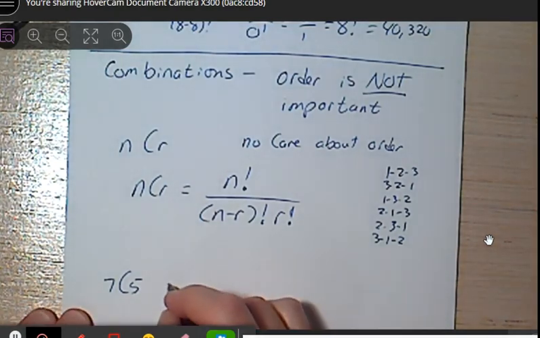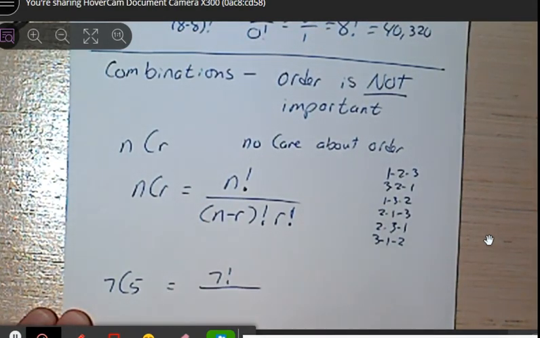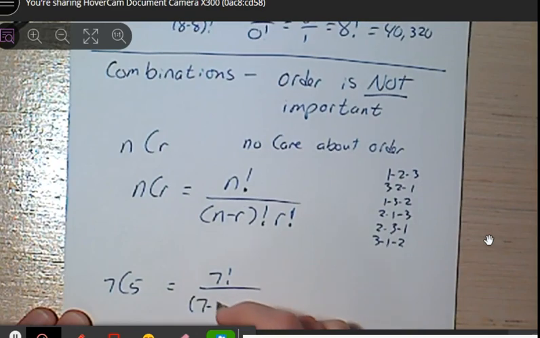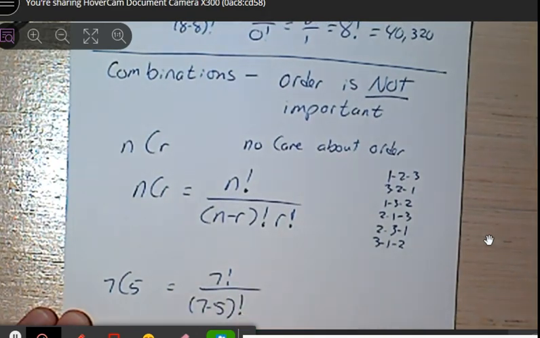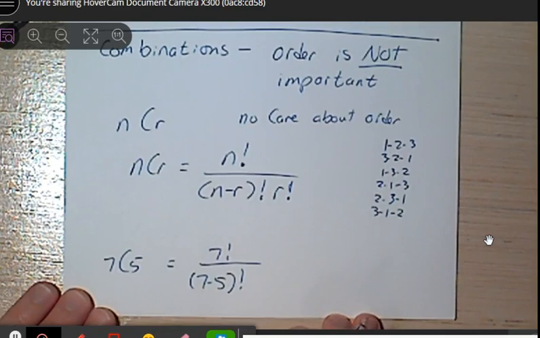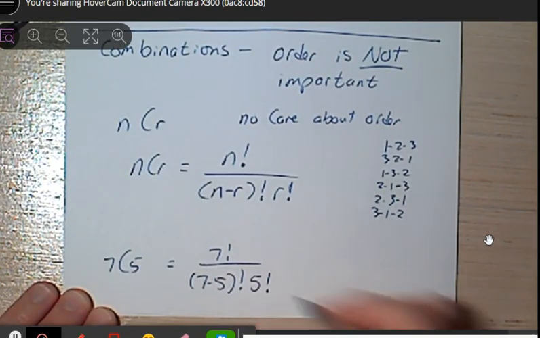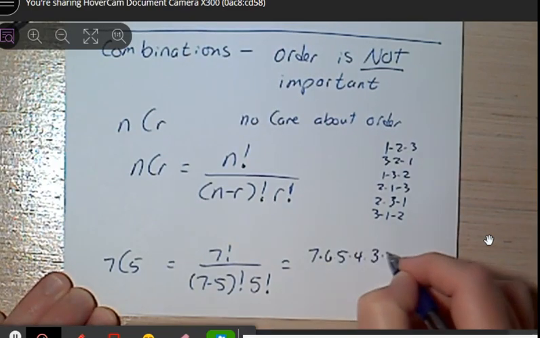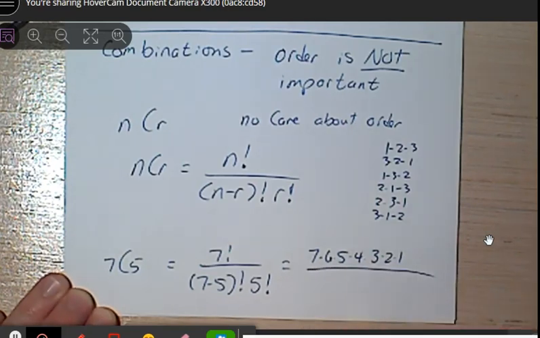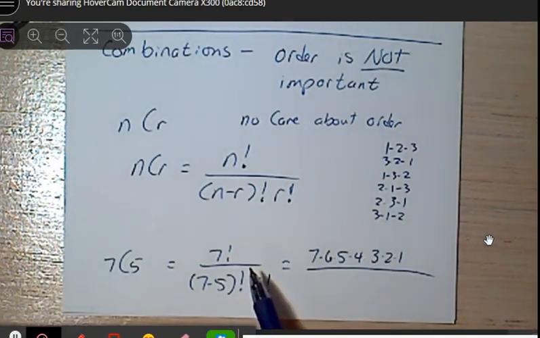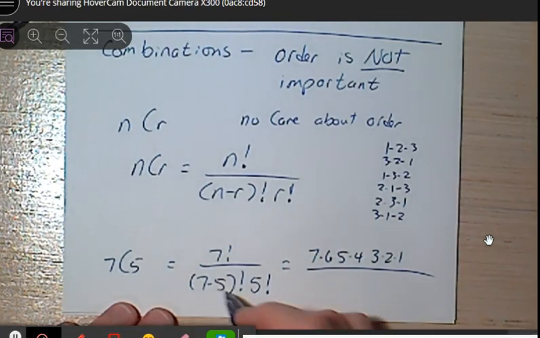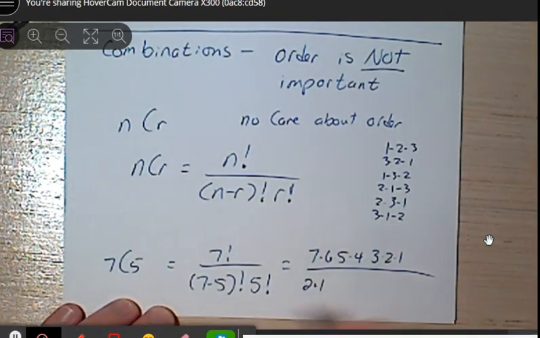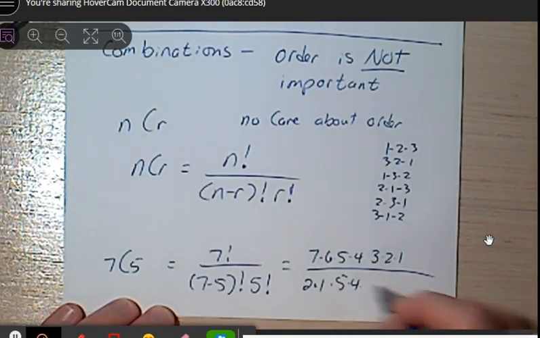So for this one, you would do 7 factorial over 7 minus 5 factorial times 5 factorial. Even if you don't have a calculator, most of them will have the factorial button on there, so you can do that. Even if you had to do these by hand, it really wouldn't be too bad, because 7 minus 5 would just be 2 factorial. And then 5 factorial would be just count it down, 5, 4, 3, 2, 1.